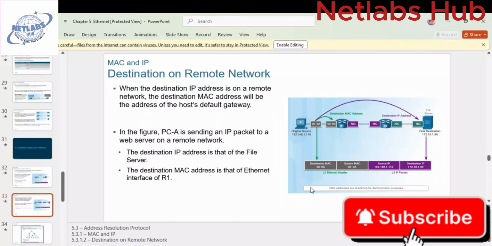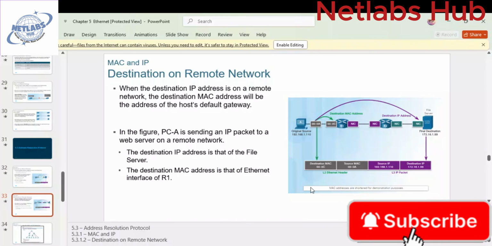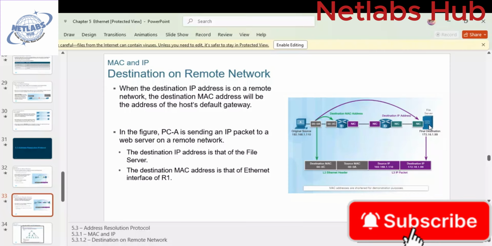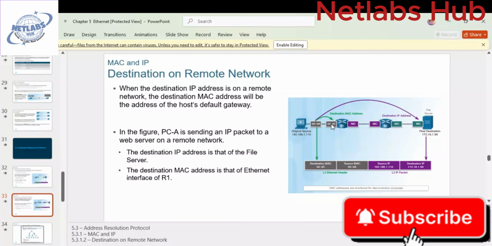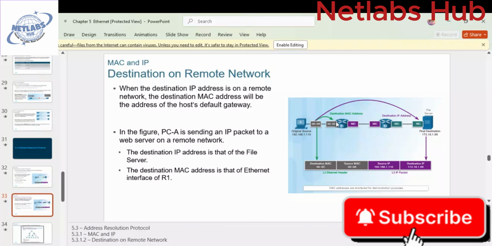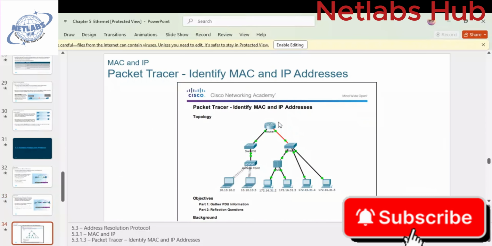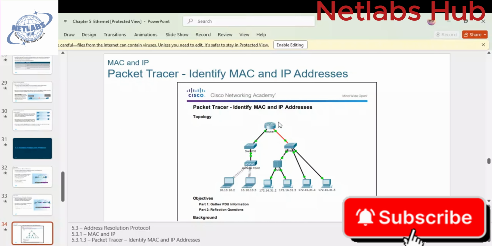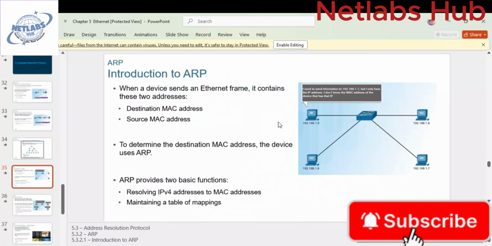If it happens to be on the destination or remote network, that is where we factor in the essence of default gateway. So default gateway, in this case, for it to reach the final destination, it will forward the packet to the nearest hop or next hop, which might be the interface here on this router or to the next router, so that the router can decide where to. So that's a packet tracer for identifying MAC and IP address.